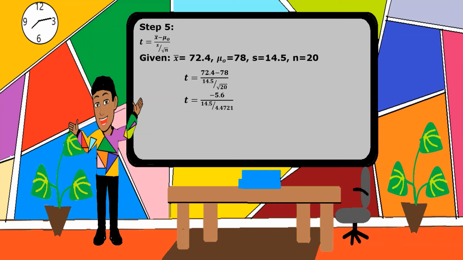72.4 minus 78, we have here negative 5.6. And the square root of 20 is 4.4721. So that's why we have here t is equal to negative 5.6 all over 14.5 divided by 4.4721. Next, 14.5 divided by 4.4721 is 3.2423. So we have here t is equal to negative 5.6 divided by 3.2423, which is equal to negative 1.73.